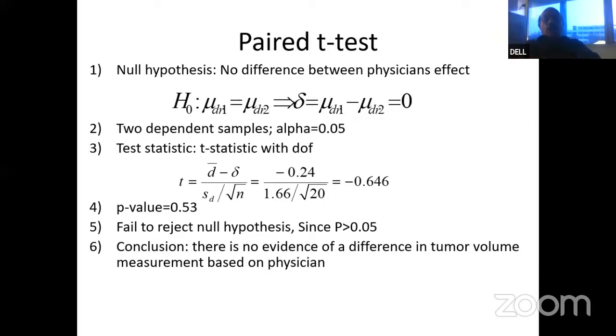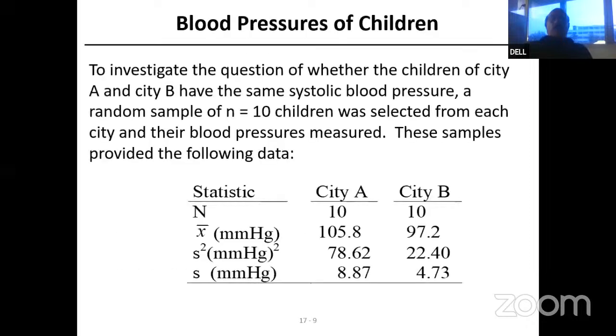0.64. Relating to the probability value, 0.53, which is greater than 0.05. Obviously, that is insignificant. Once it is greater than 0.05, it is insignificant; once it is less, that means it is significant. So the conclusion: there is no evidence of a difference in tumor volume measurement based on the physicians. That is the one case study I have observed.